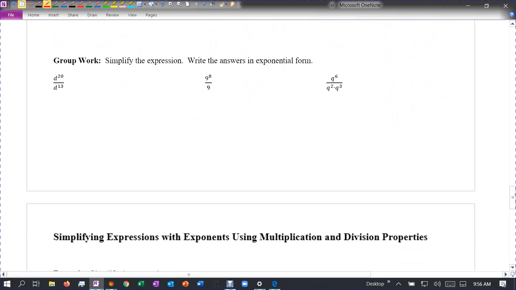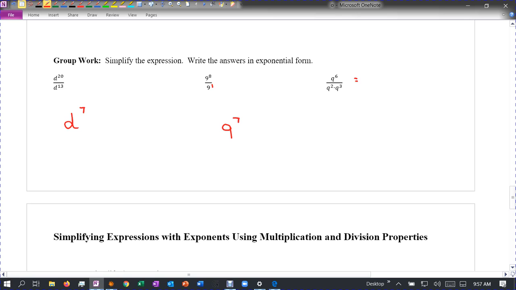All right, here's some group work. This one's going to be d, I'll give you a second here. D to the 7th, because you're subtracting. 20 take away 13 is 7. Here, this is a little tricky. 9 to the 1st power on the bottom, even though I don't write it. So this is going to be 9 to the 8 minus 1, which is 7.